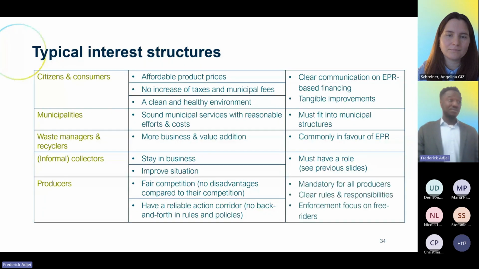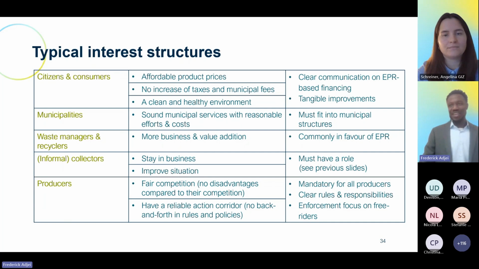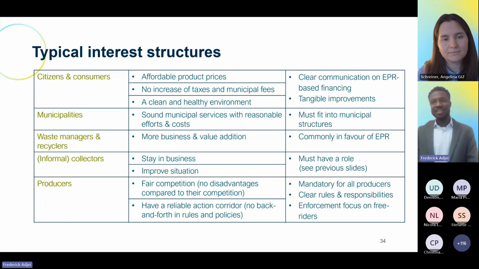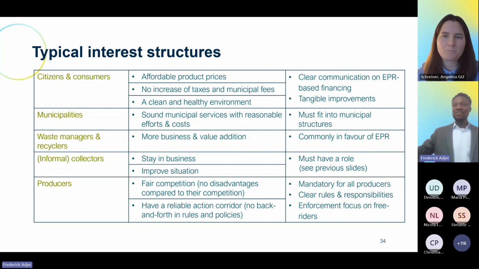Now, producers, fair competition. Again, remember the free rider. It's important to ensure that there is no disadvantage. If everyone is equally captured, if the cost of EPR is factored into everyone's cost of production, is transferred onto products, then the playing field is indeed level. The cost of products is simply based on market forces. There's not going to be a lot of opposition there.